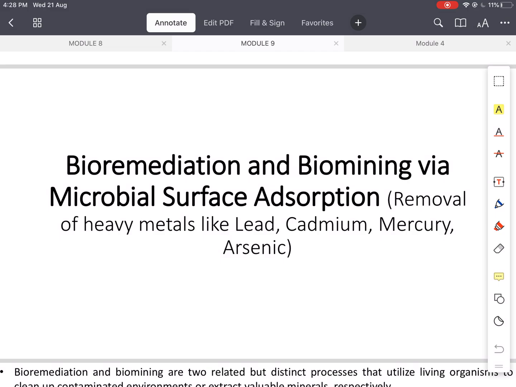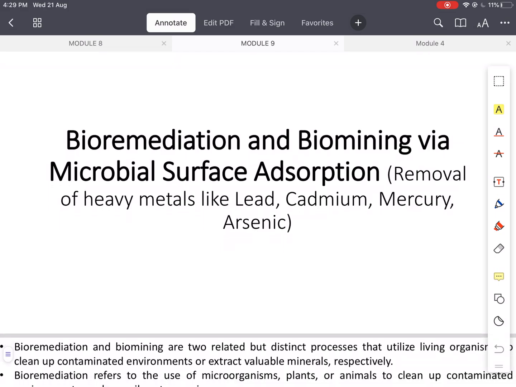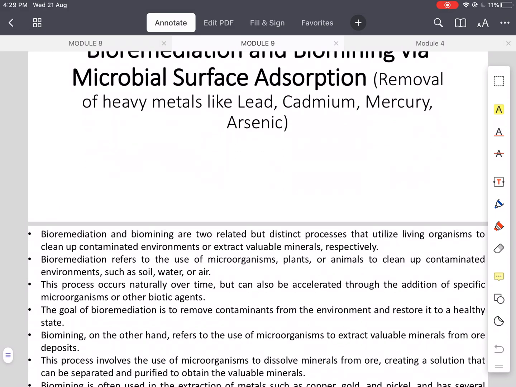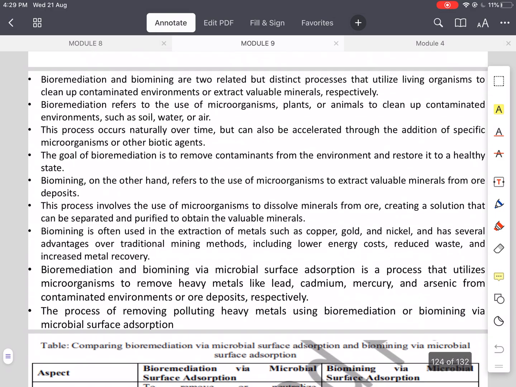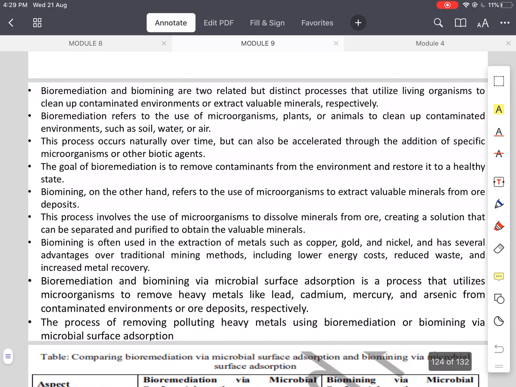In this particular video, let us understand about bioremediation and biomining using the microbial surface adsorption procedure. Basically, these are procedures used to remove impurities like lead, cadmium, mercury and arsenic, which are heavy metals very dangerous to the environment, and at the same time it is humanly impossible to remove them manually. So we are going for this procedure.